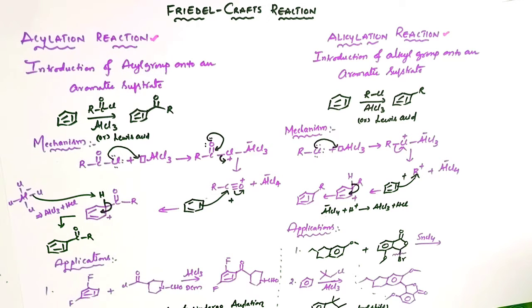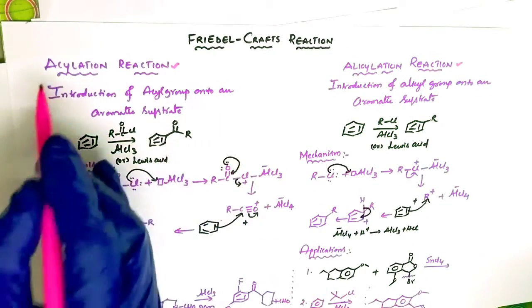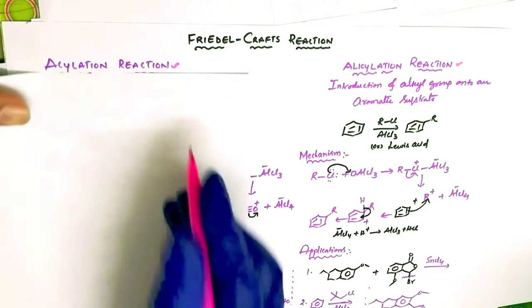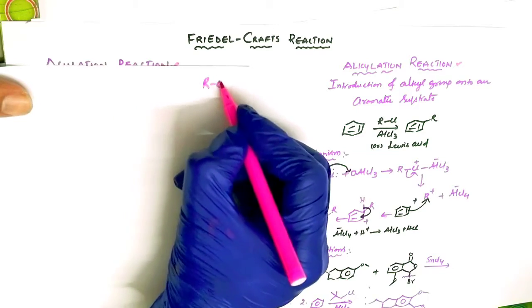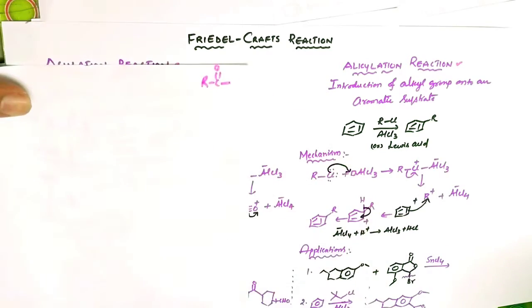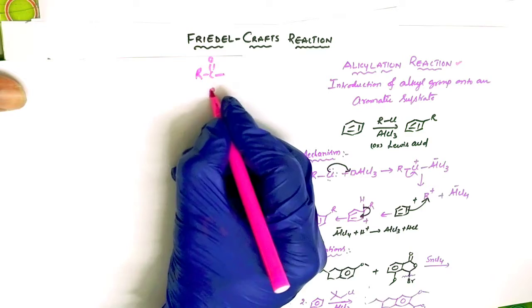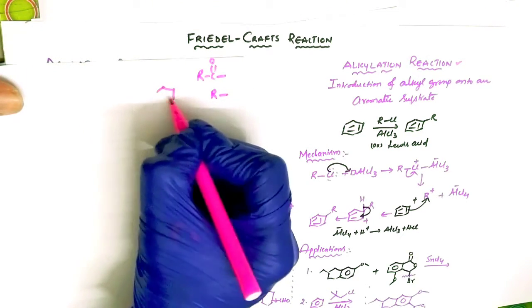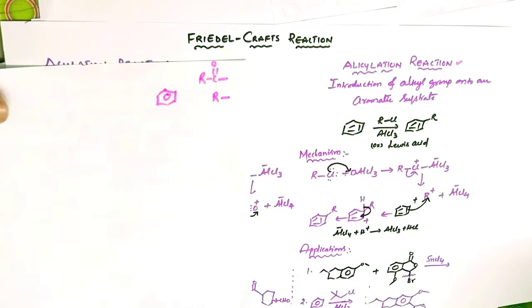Let's discuss the next name reaction, that is Friedel-Crafts reactions. Here we have two reactions. One is the acylation reaction, second one is the alkylation reaction. Friedel-Crafts acylation and Friedel-Crafts alkylation. In acylation, we will introduce the RC=O group. In alkylation, we introduce the R group. On which systems? Aromatic systems. Benzene.